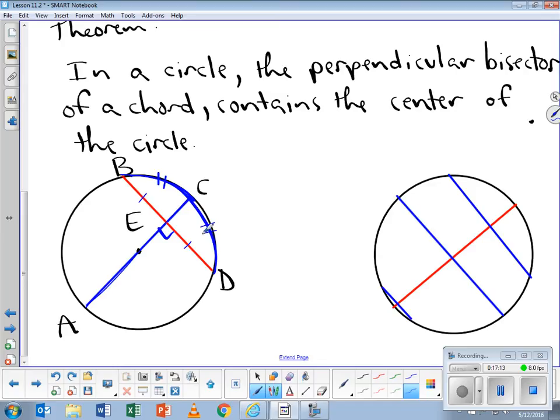Okay? And you might say, well, how about the other arcs? Well, that would be true also. If I know this is perpendicular, then it would cut this arc and this arc into equal pieces. Okay? From the diameter here to that chord. So that's what the first one is saying.